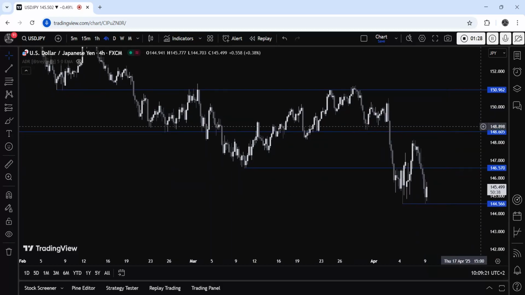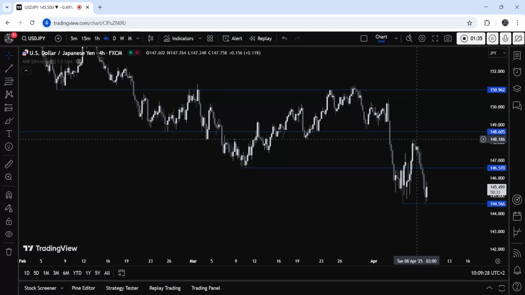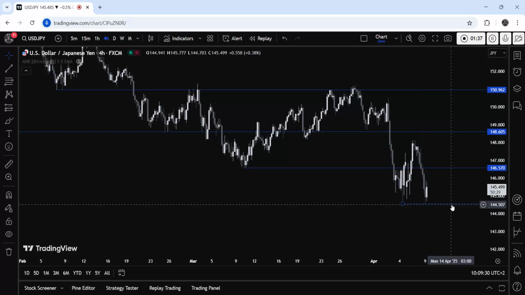On the 4-hour chart, we can see more clearly the recent price action, with the pair rolling over from the 148 handle and accelerating the downward momentum as the risk sentiment increased yesterday. The price is now bouncing around the lows.